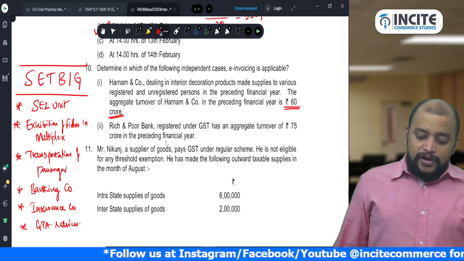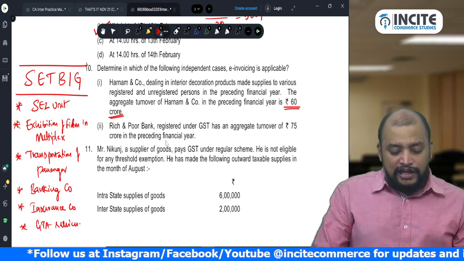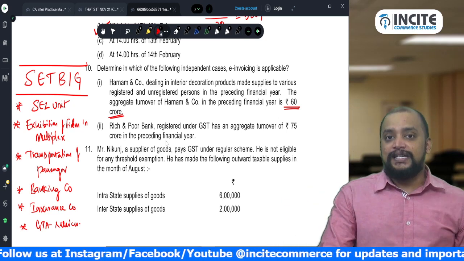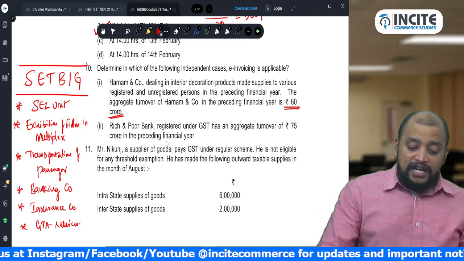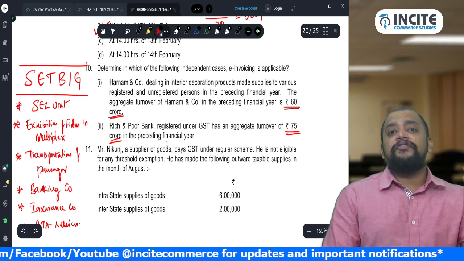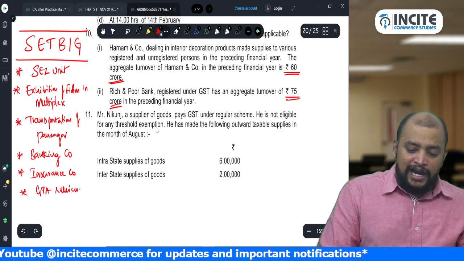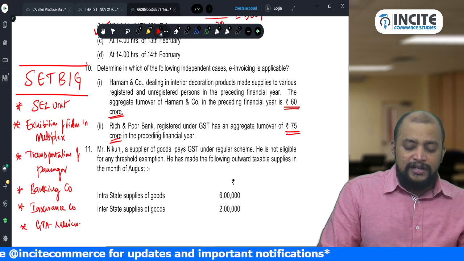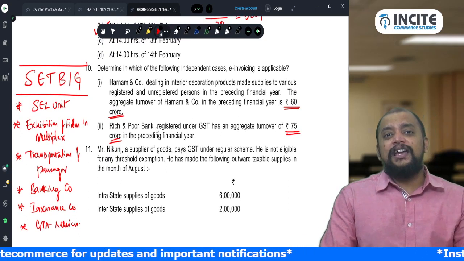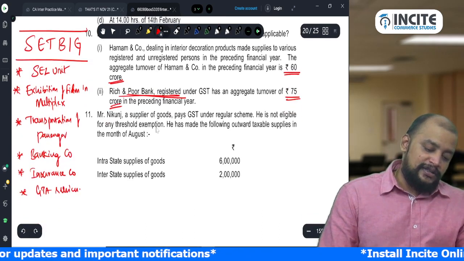Then, Rich and Poor Bank, registered under GST, has an aggregate turnover of 75 crores in the preceding financial year. So more than 50 crores, right? Whether they need to give an e-invoice? Not required, because a banking company is not required to give an e-invoice. Then number 11.